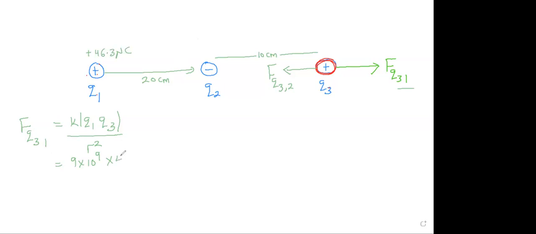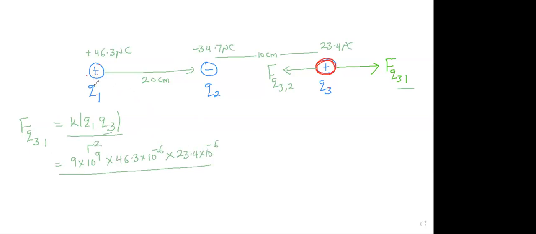46.3 times 10 power negative 6. Okay, let me just put this for those who are just joining in. This was 23.4 micro, then times what is our charge 2-3? 23.4 times 10 power negative 6. Very good. All of it divided by what is our R?